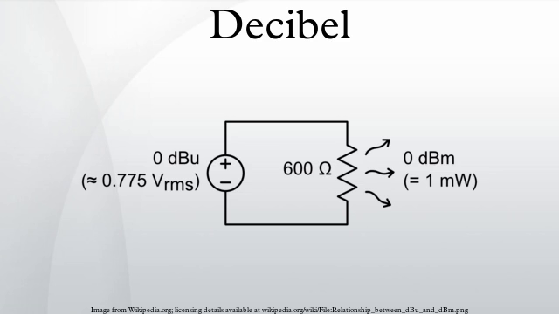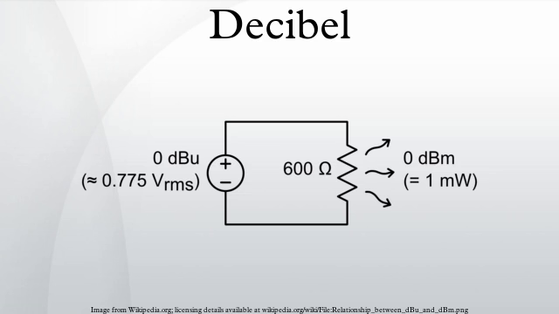Today, the unit is used for a wide variety of measurements in science and engineering, most prominently in acoustics, electronics, and control theory. In electronics, the gains of amplifiers, attenuation of signals, and signal-to-noise ratios are often expressed in decibels. The decibel confers a number of advantages, such as the ability to conveniently represent very large or small numbers, and the ability to carry out multiplication of ratios by simple addition and subtraction.